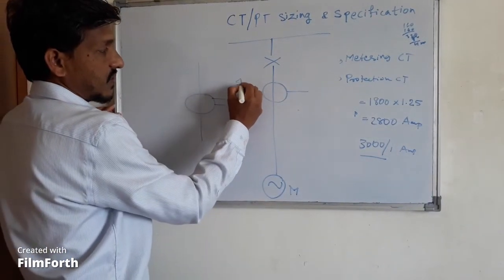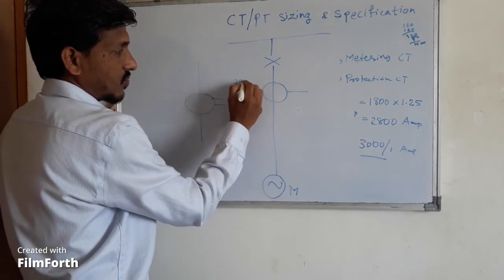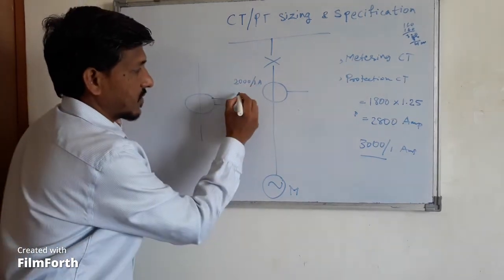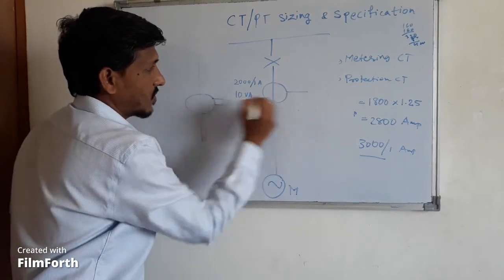I will specify first its current ratio. Let's say the current ratio is 2000 by 1 amperes. Then we have to mention the burden on the CT, that is 10 VA. Burden means, what is the relay connected with?